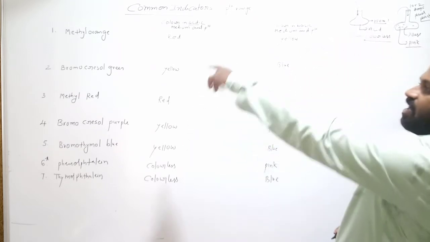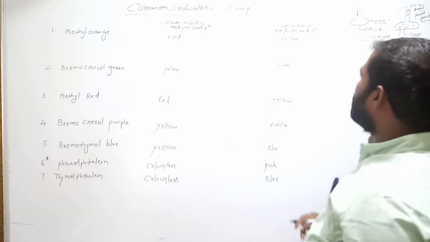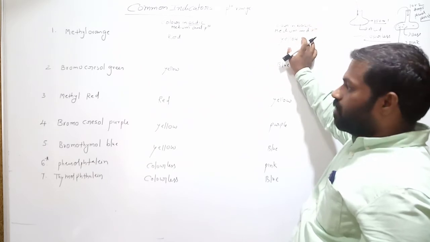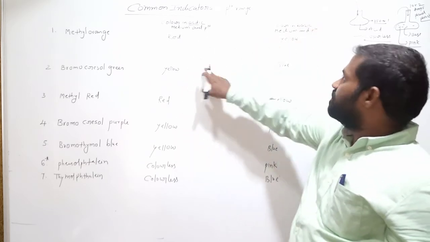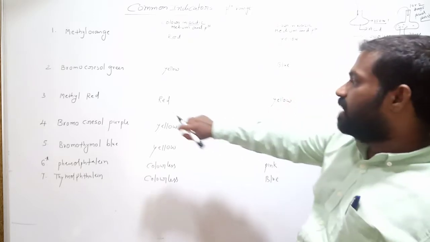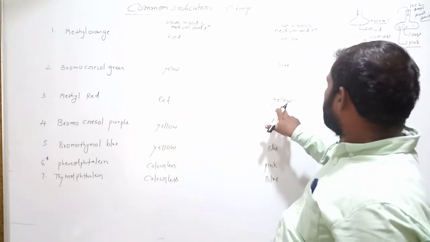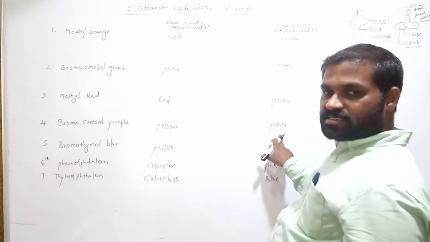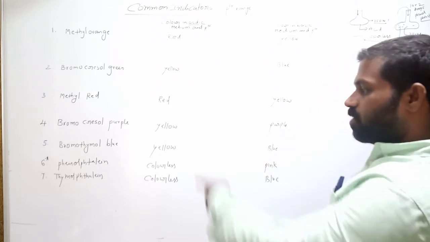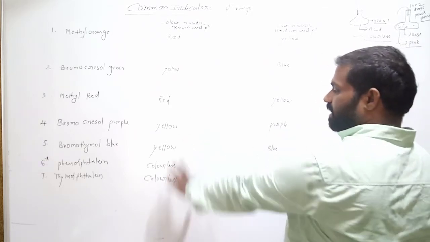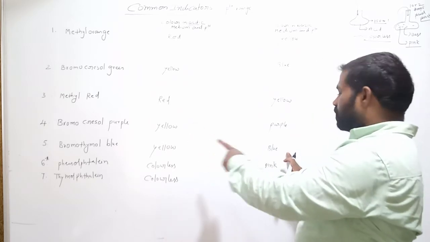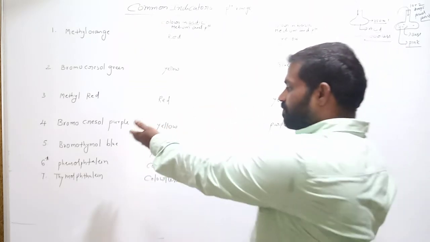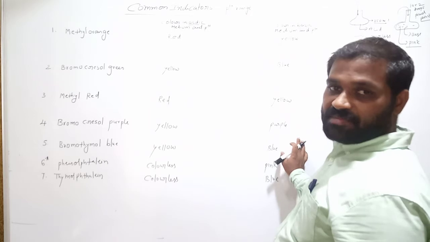So methyl orange in acidic medium is clearly red in color, and in basic medium it is clearly yellow. Bromocresol green is yellow in acidic medium and blue in basic medium. Methyl red is red in acidic medium and yellow in basic medium. Bromocresol purple is yellow in acidic medium and purple in basic medium. Bromothymol blue in acidic medium is clearly yellow, and in basic medium it is blue. Add one or two drops of bromothymol blue in a base like NaOH, it gives blue color.